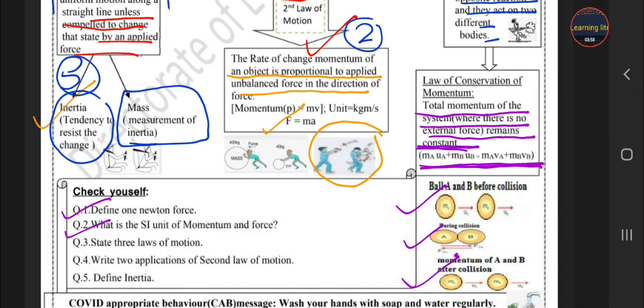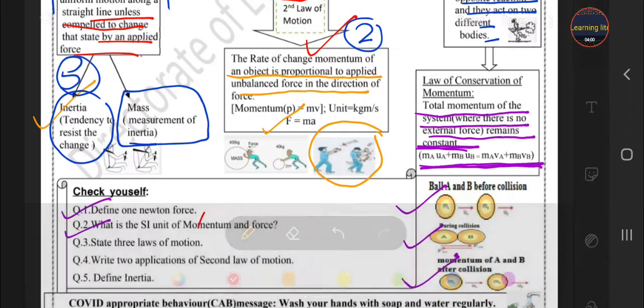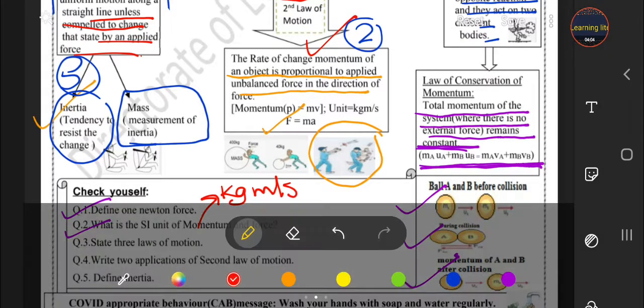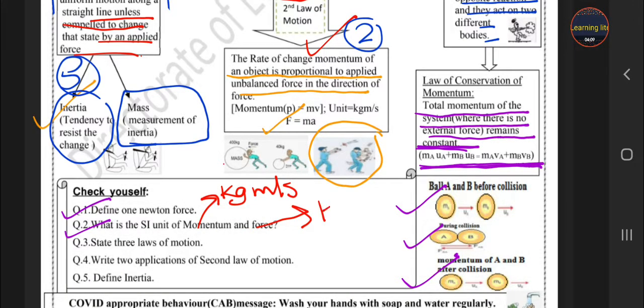What is the SI unit of momentum? SI unit of momentum is kilogram meter per second, and force, that is kilogram meter per second square or Newton.